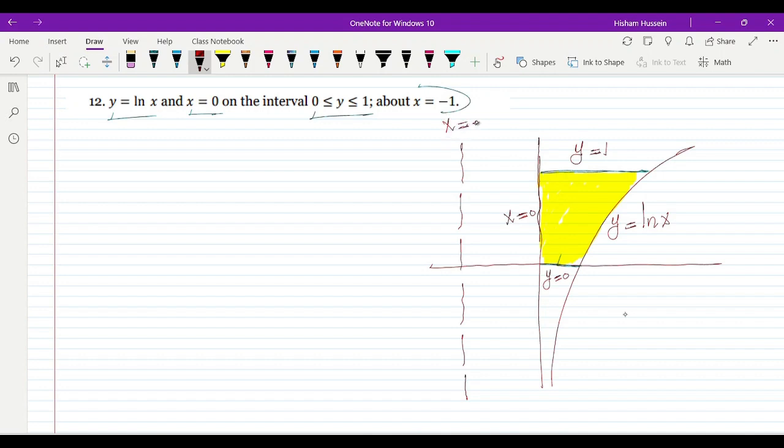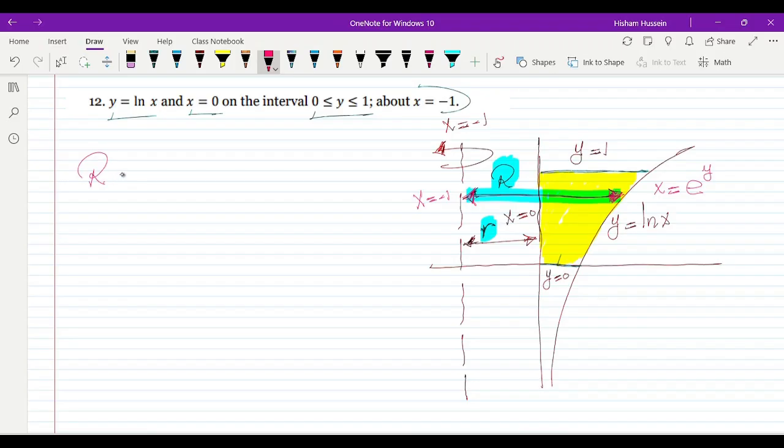X is negative 1. Okay, so here we have two radii. This is the large radius. This is the small one. This is the large radius, R capital. This is the small one, R small. Okay, to find the large radius, from x to another x, here we are measuring horizontal distance. Y equals ln x corresponds to x equals e to the power y. Here, this is x equals negative 1. So the large radius is R equals e to the power y minus negative 1, which is e to the power y plus 1. This is the large radius.